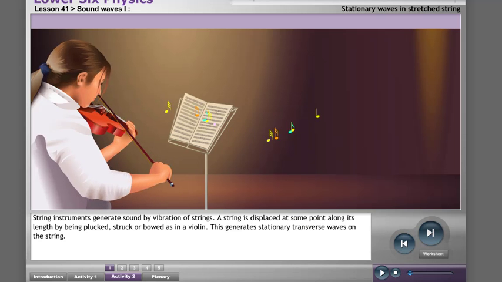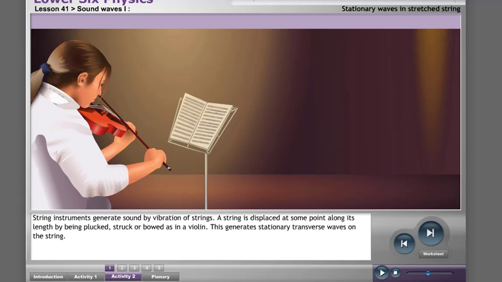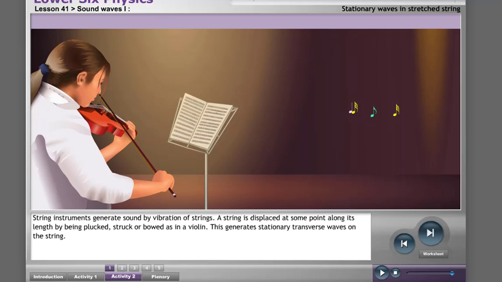String instruments generate sound by vibration of strings. A string is displaced at some point along its length by being plucked, struck, or bowed, as in a violin. This generates stationary transverse waves on the string.